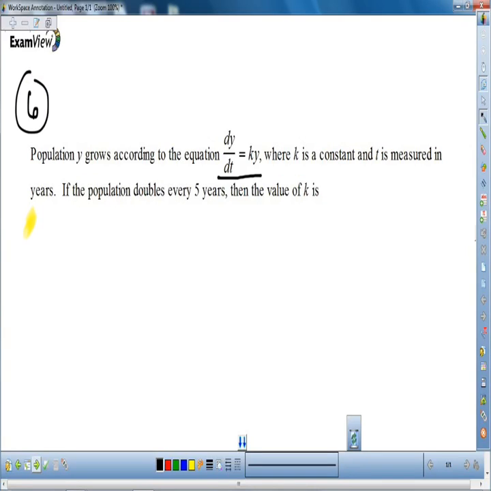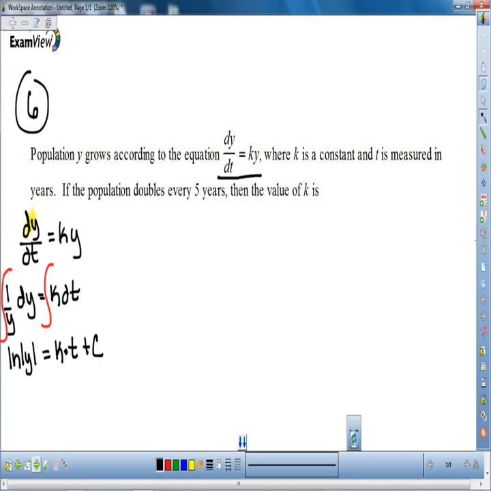For number 6, we're trying to find the value of k if we know that the population doubles every 5 years. So the first thing we're going to do is solve the differential equation. If you remember the differential equation, we're going to put anything that's y to the left, everything else on the right. We're going to take the antiderivative of both sides. And in this case, because we're not given an initial value, we can't solve for c. So we're going to solve for y. So we're going to take e of both sides. Notice that the c is above the e.